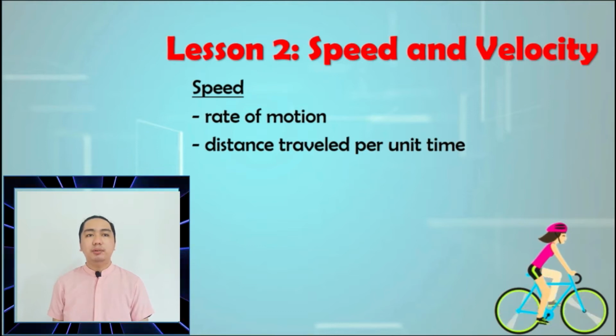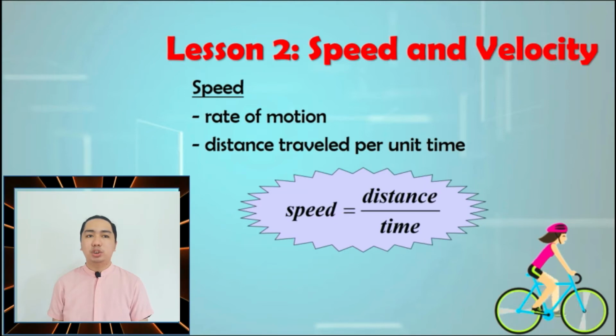A change in distance within a given time interval is called speed. Speed, therefore, is the rate of change in position. It can be measured by dividing the distance covered by the lapse time. Thus, speed is equal to distance divided by time. So we will use this equation.